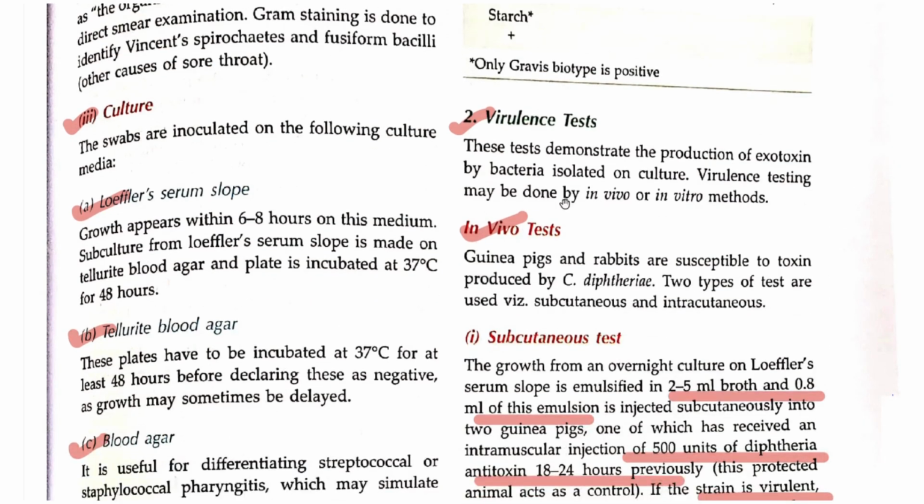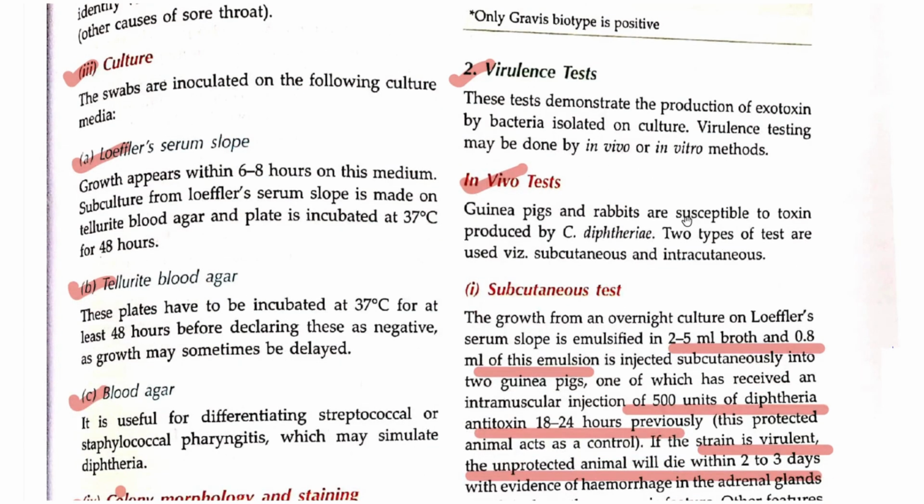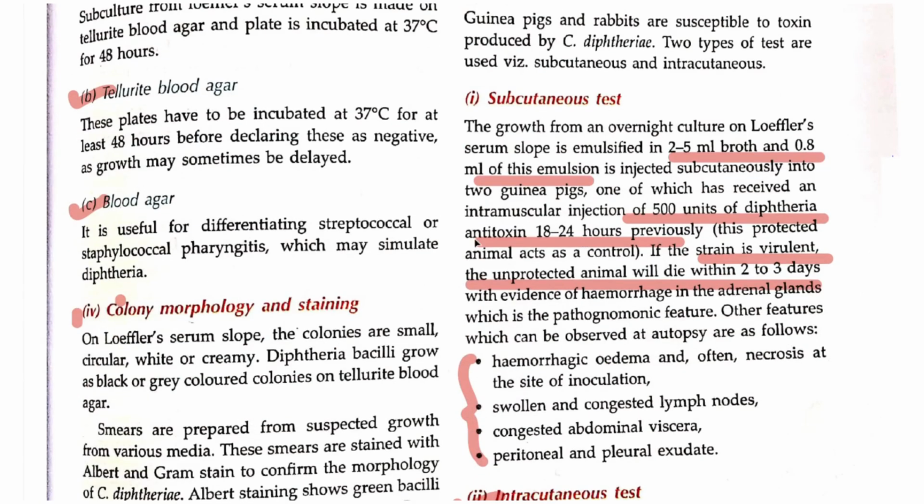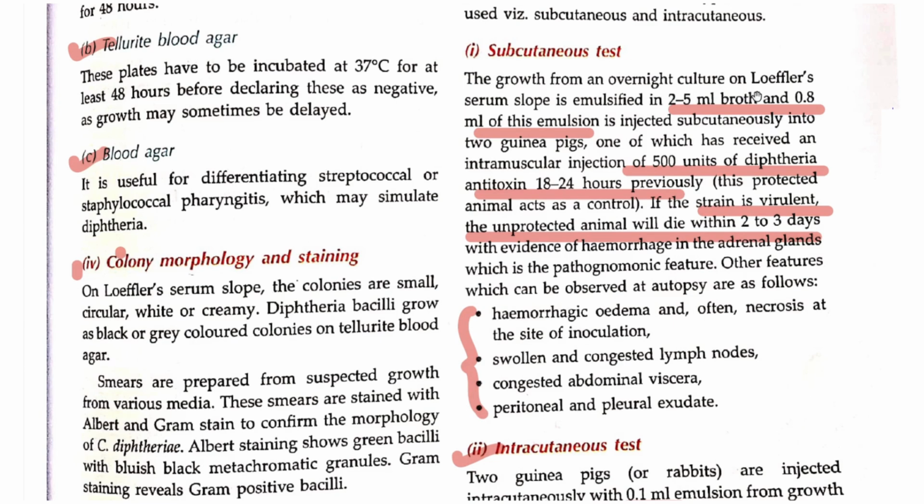Virulence testing may be done in vivo or through in vitro methods. In the in vivo test, guinea pigs and rabbits are susceptible to toxin produced by C. diphtheriae. Two types of tests are used: subcutaneous and intracutaneous. In the subcutaneous test, you have to mention that the growth from an overnight culture on the Loeffler's serum slope is emulsified in 2 to 5 ml broth, and 0.8 ml of this emulsification is injected subcutaneously into 2 guinea pigs.